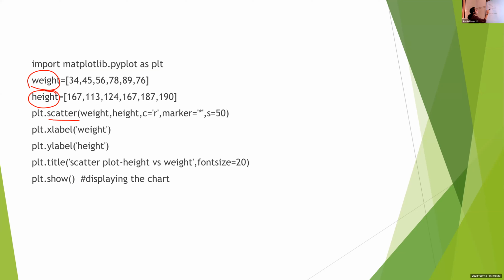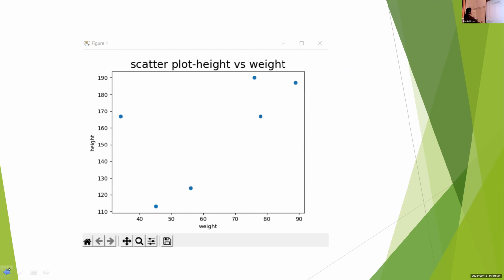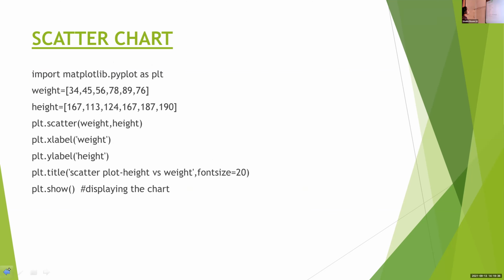After that, c is for color representation. c is equal to r. If you are using c equal to r, this is the first program. Okay. So here I am using some weight and here some height. After that, there's no problem. If you are writing that program, then no problem. There's a slight difference. So the scatter is the function with weight and height.